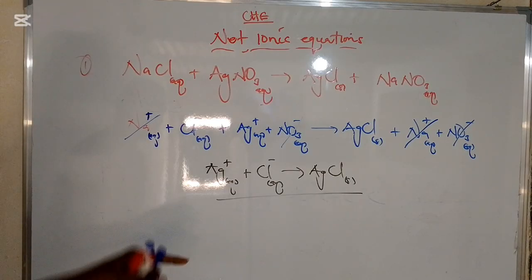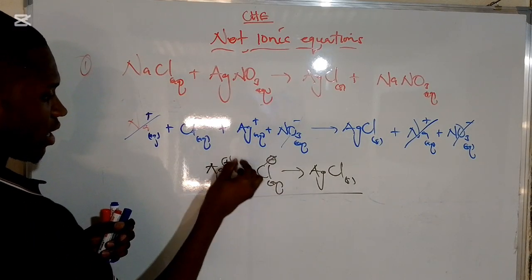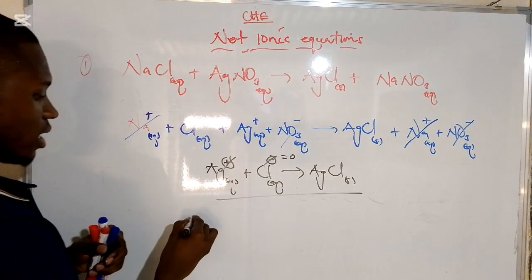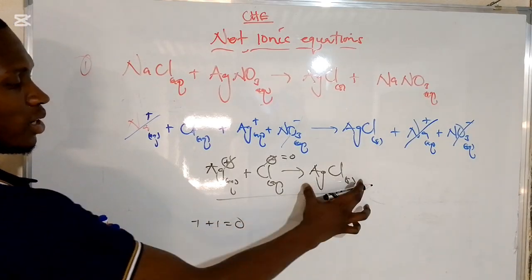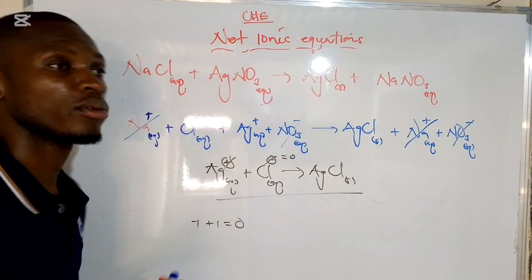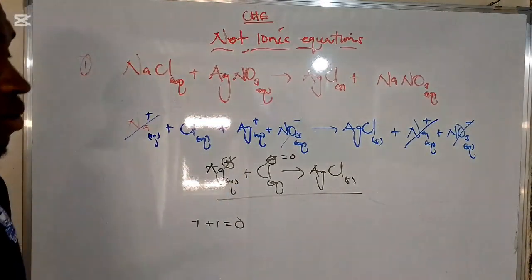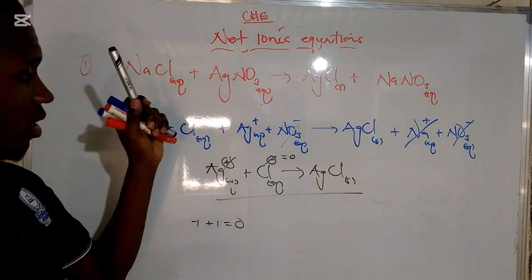So this and this are cancelling each other to equal 0. It's like -1 plus 1 is equal to 0. So no wonder this salt is neutral, because the charges have cancelled. So basically that is how we do it when writing the ionic equation.